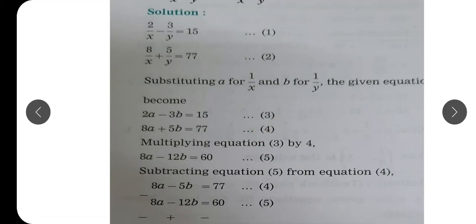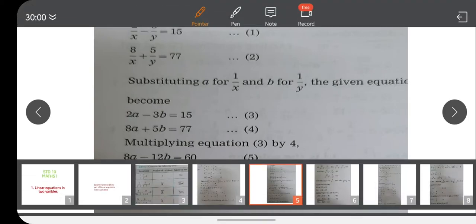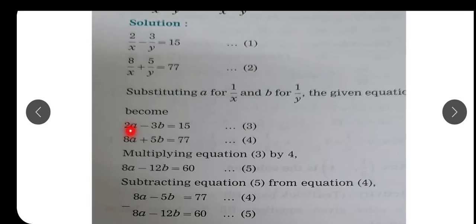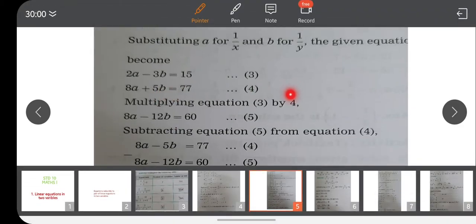Now multiplying equation number 3 by 4. Why? Because when we multiply equation 3 by 4, then 4 into 2 will become 8, and the 8 and 8 will be the same. Now when we multiply equation number 3 by 4, you will get 8a minus 12b is equal to 15 into 4, means 60. Give this as equation number 5. Now you want to solve equation number 4 and equation number 5.